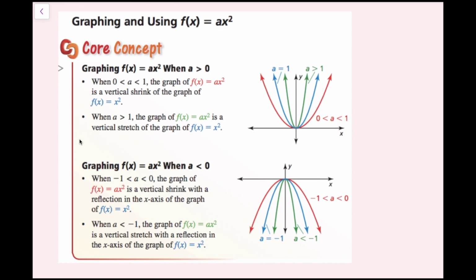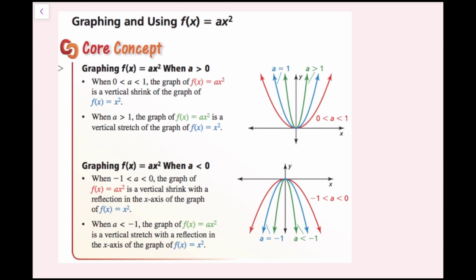Okay, now down here, when -1 is less than a is less than 0, the graph of f of x equals ax squared is a vertical shrink with a reflection in the x-axis of the graph of f of x equals x squared. And that makes sense because now I would have a negative coefficient on my parent function, and the absolute value of that coefficient would be less than 1. So I'd be shrinking it down, and the negative sign means I would reflect it in the x-axis.